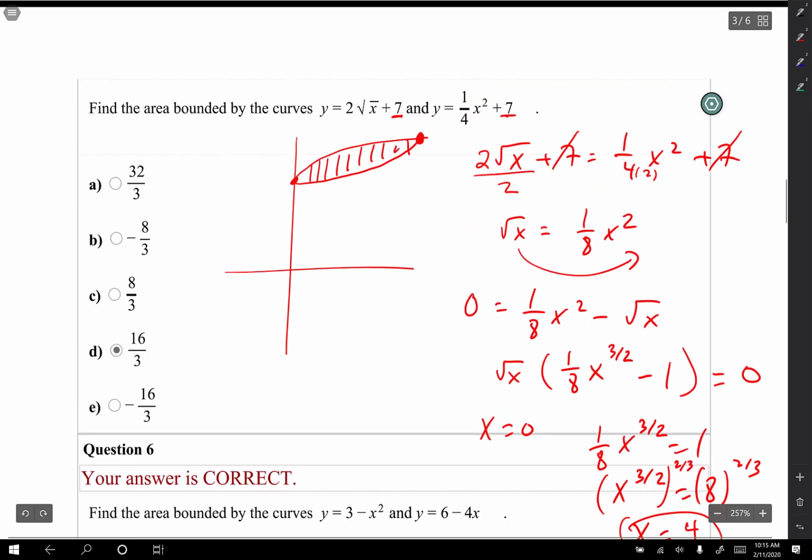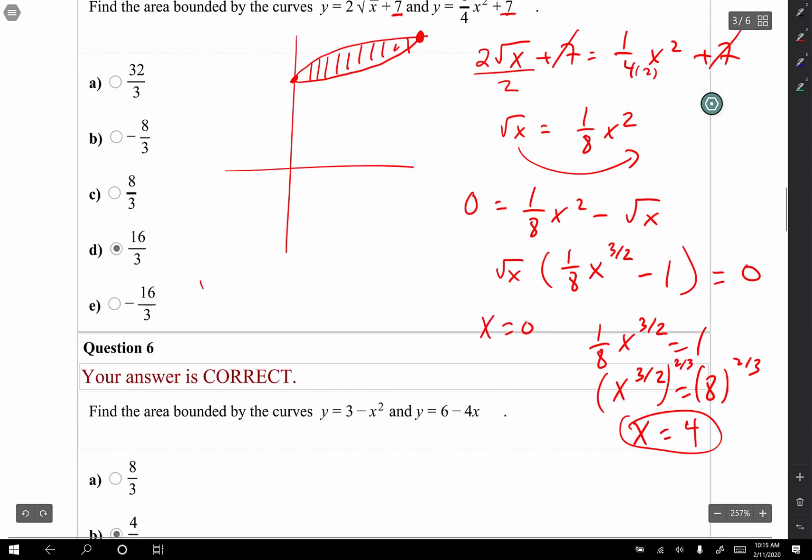And maybe you could have figured it out just by looking at it. The square root of 4 is 2. 2 times 2 is 4. 4 plus 7 is 11. And then let's see, 4 squared is 16. 16 divided by 4 is 4. 4 plus 7 is 11 again. So there it is. So I'm going to integrate from 0 to 4.